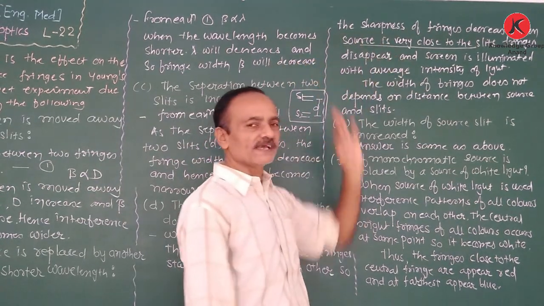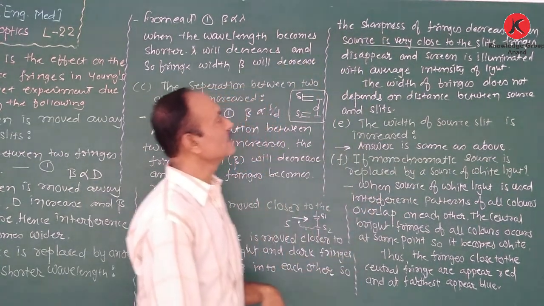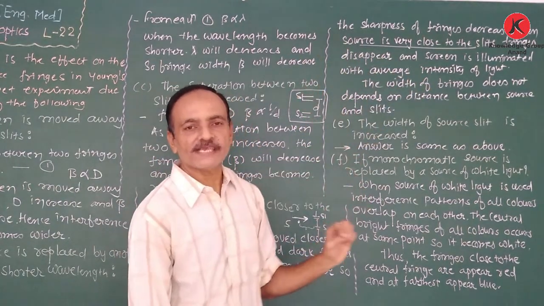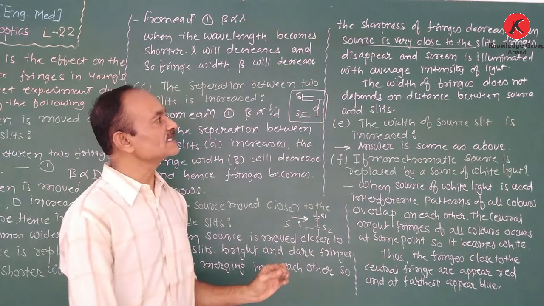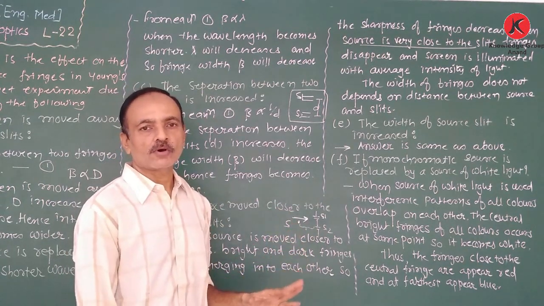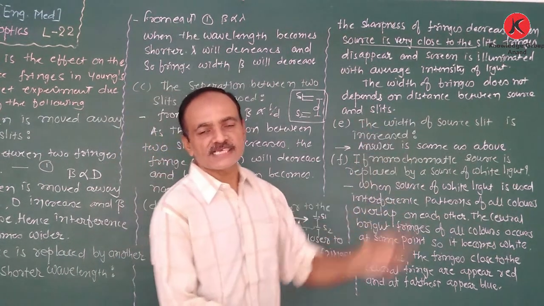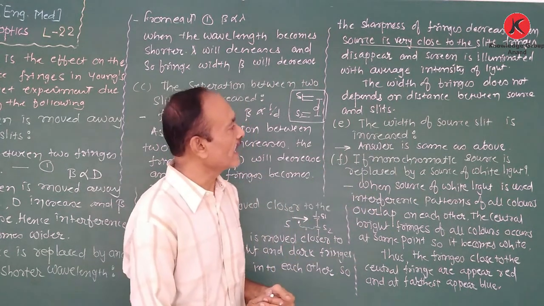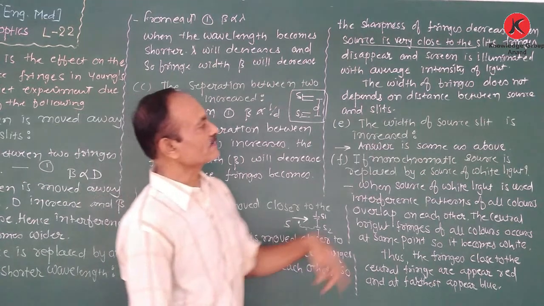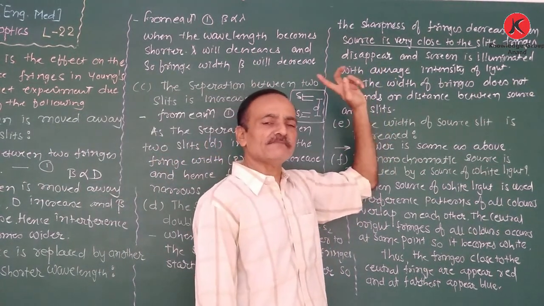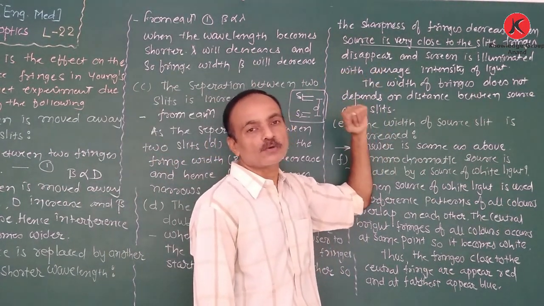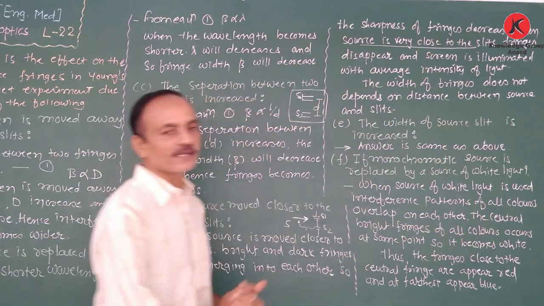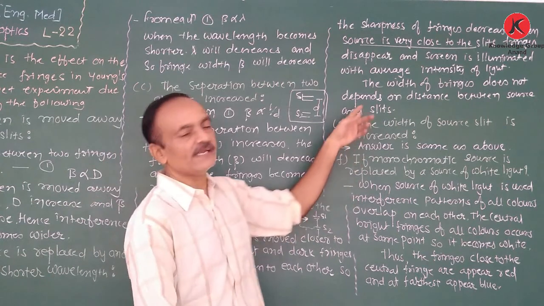When the source is very close to the double slit, what happens? The fringes disappear and the screen is illuminated with a uniform intensity of the light. So the whole screen shows white with the average intensity of the incident light. Now, one more thing. If the separation between the source and slit is not very close, at that time what happens? The width of the fringes does not depend on the distance between the source and slit.